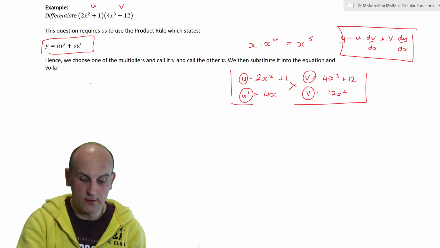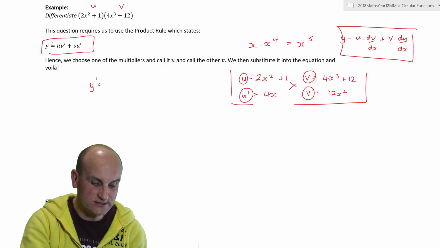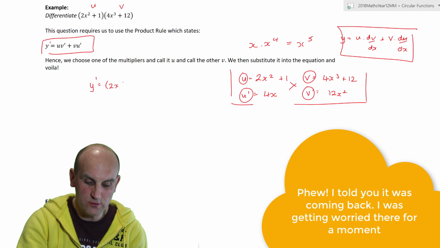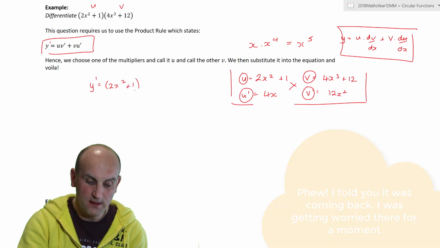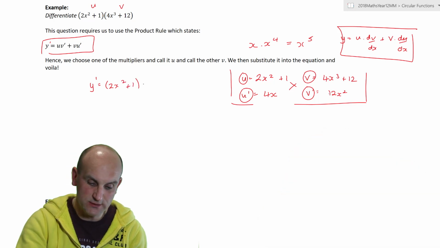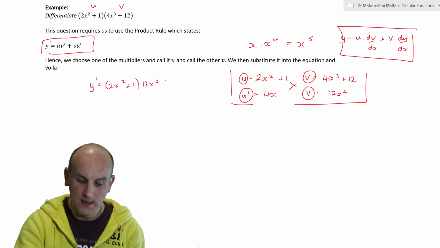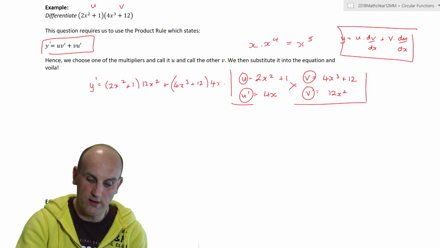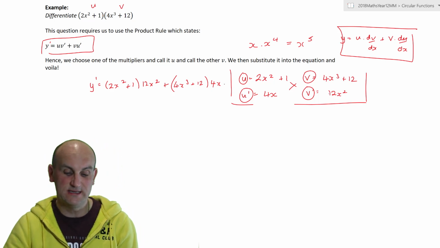So what do we have now? We know that y dashed is equal to u, which is 2x squared plus 1, times v dashed, which is 12x squared, plus v, which is 4x cubed plus 12, times u dashed, which is 4x. Wow, I didn't think I was going to have enough space there.